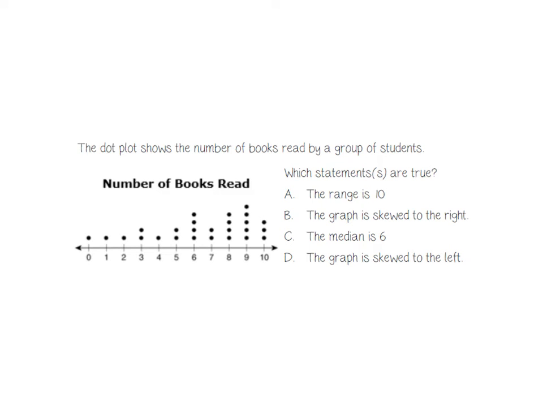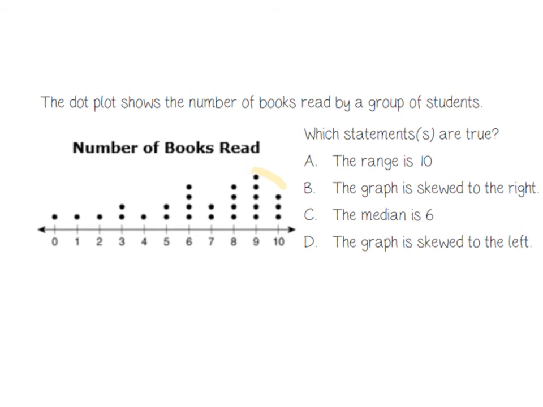The dot plot shows the number of books read by a group of students. We are asked to find which statement or statements are true. A: The range is 10. B: The graph is skewed to the right. C: The median is 6. D: The graph is skewed to the left. So let's first figure out the shape and which way it's going. If I were to trace my shape, I can see that my tail is on the left side here. It does have a few bumps, but the majority of my data is right here. So that means it's skewed to the left because my tail is on the left.